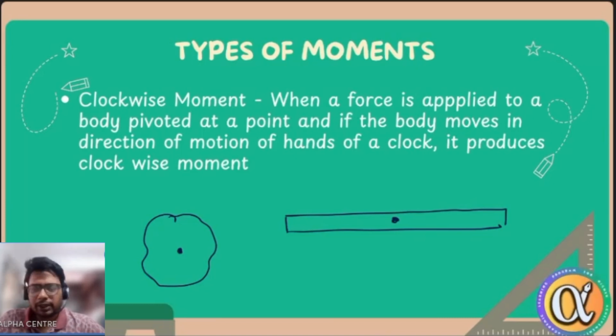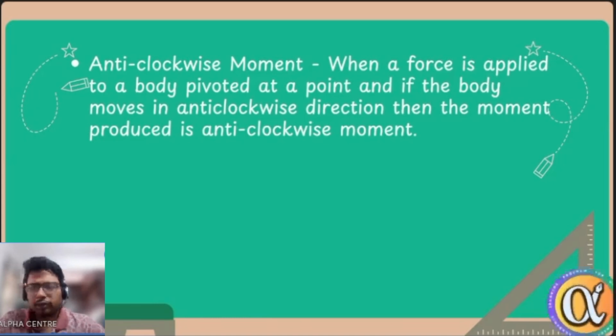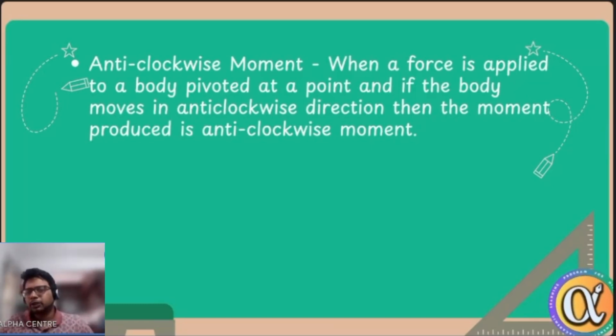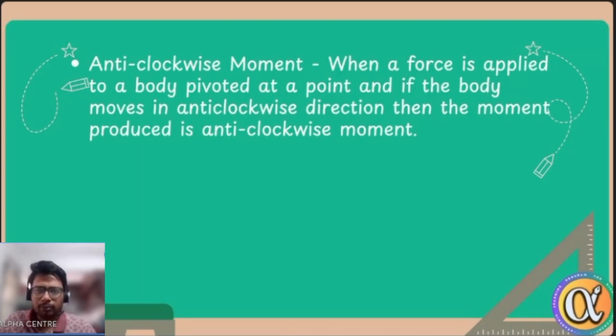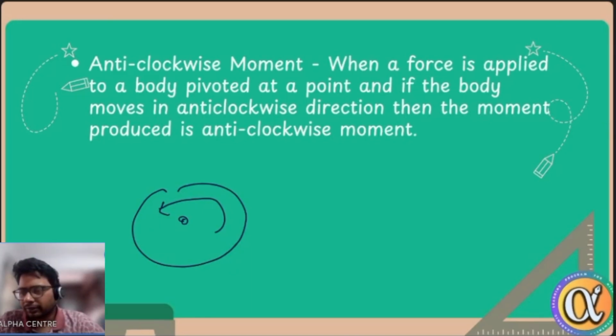And similarly, anti-clockwise movement means when the force applied on the same body tends to move the body in the direction opposite to the direction of motion of the hands of the clock. So when a force is applied to a body pivoted at a point, and if the body moves in the anti-clockwise direction, opposite to the direction of motion of the hands of the clock, then the moment produced is an anti-clockwise moment.